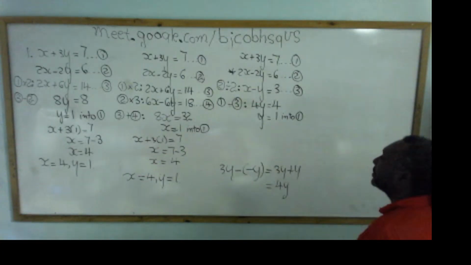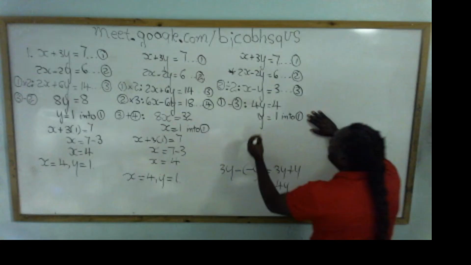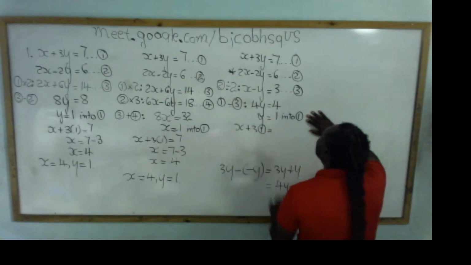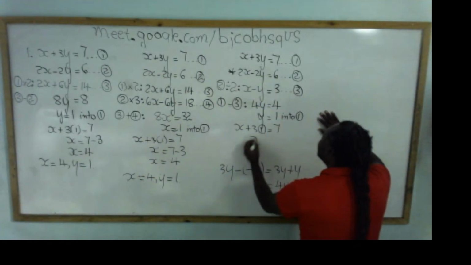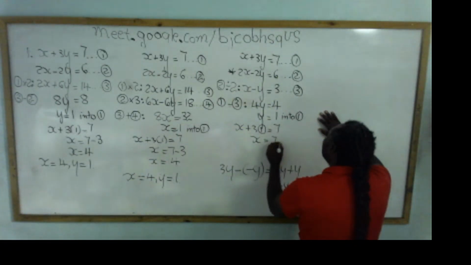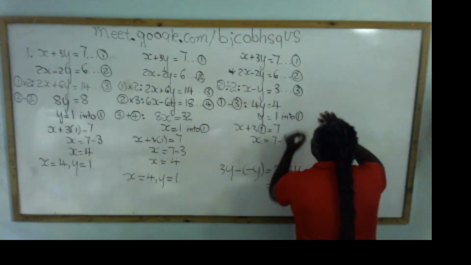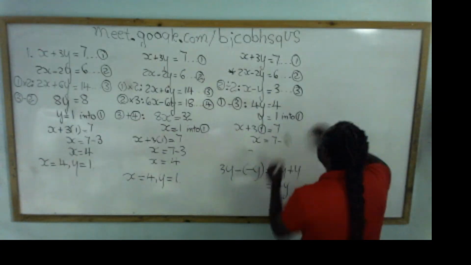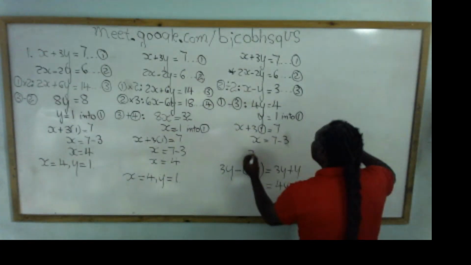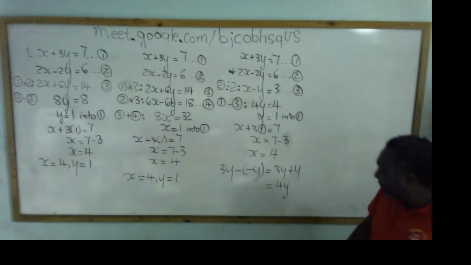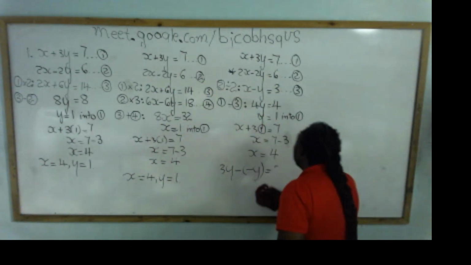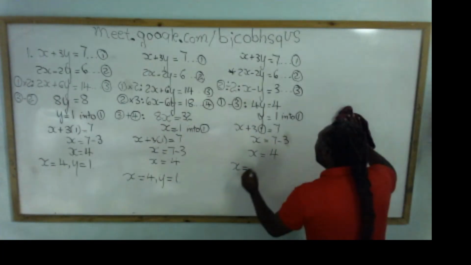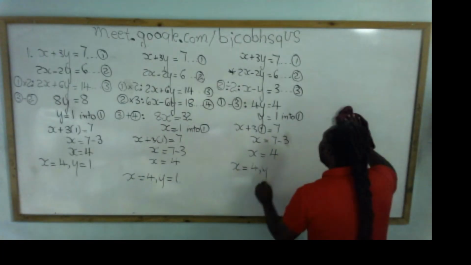So what do we have? We put that into equation 1 and we have x plus 3 times 1 is equal to 7. So x is equal to 7 minus 3, so x is equal to 4. Nothing on the board? Alright, let's go. So x is equal to 4 and y is equal to 1.